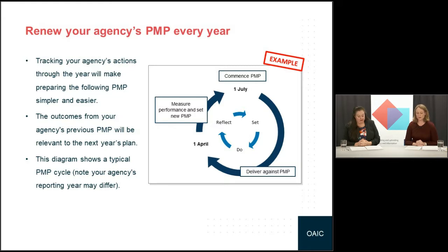In the last quarter of your agency's reporting year, whether that's a calendar year or financial, you should start to reflect on your current privacy program and consider how well your agency has met and delivered the targets set out in its current PMP. You should start this assessment process early enough to develop a strong PMP that can be endorsed by management and put in place by the start of the next year.